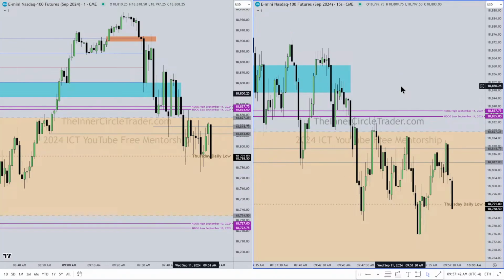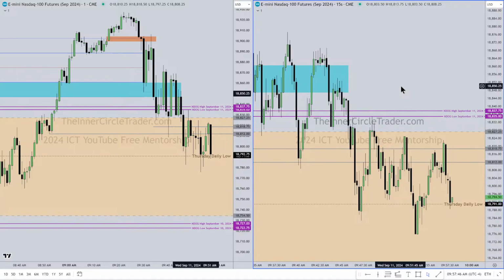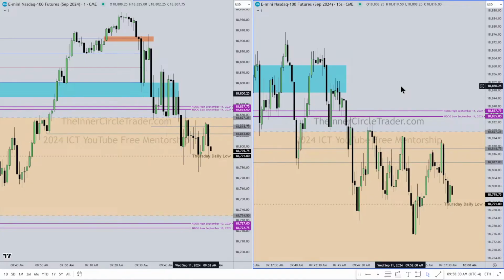So what you're looking for is something that would promote a discount array to keep price from moving lower, but not go sideways, allowing and affording buy side delivery. That means moving higher in price. Or identify a premium array where price should not go any higher, but not go sideways, and affords the opportunity for sell side delivery to unfold in price or move lower.